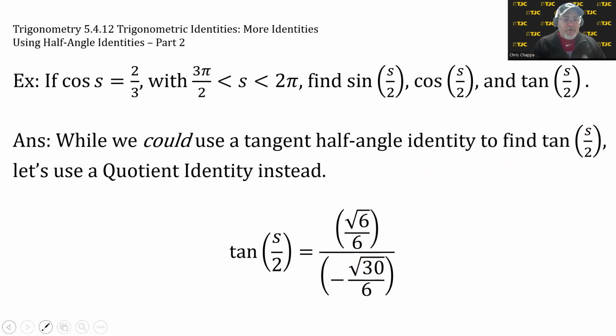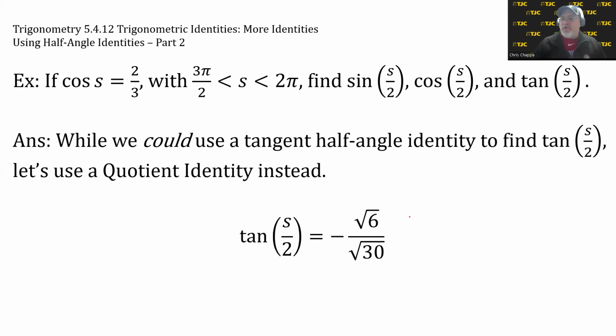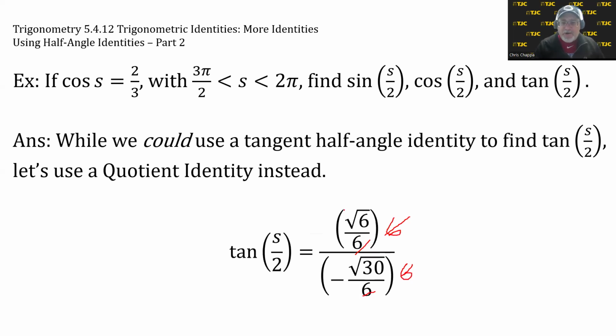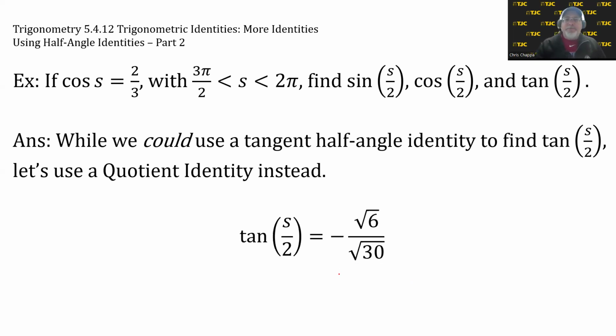If we were to multiply both sides of this large fraction by 6, then it would cancel the 6's and leave us with negative square root of 6 over the square root of 30. You might have noticed that I subtly moved the negative from the denominator to the front of the fraction. I just think it looks better there.